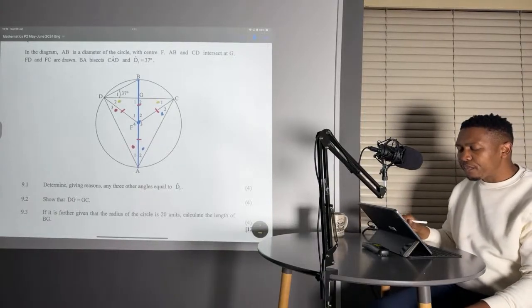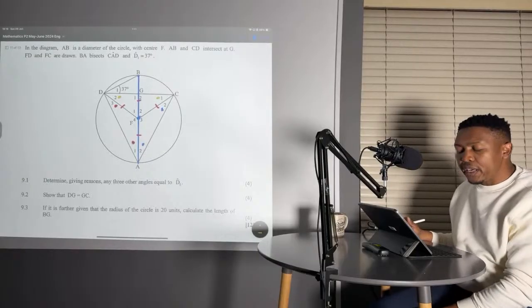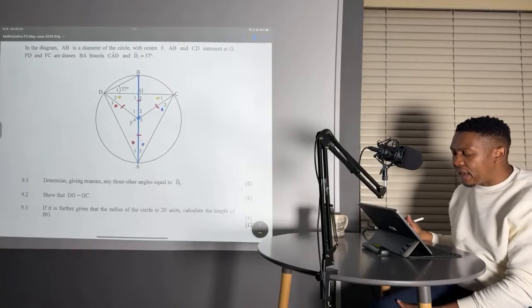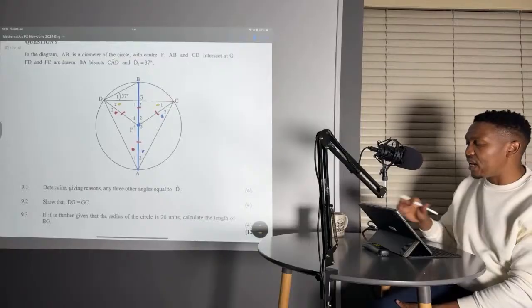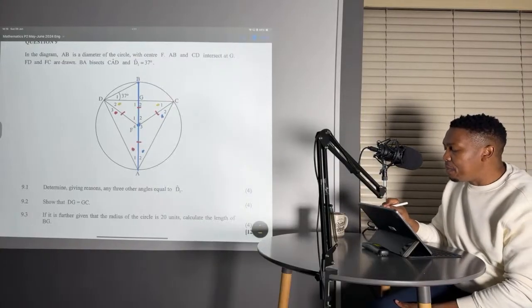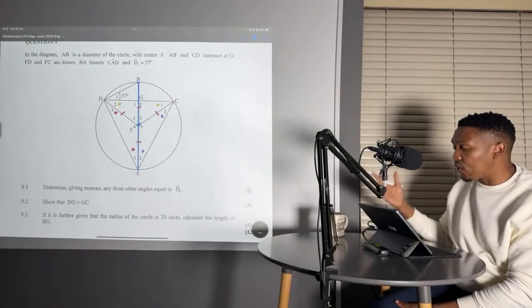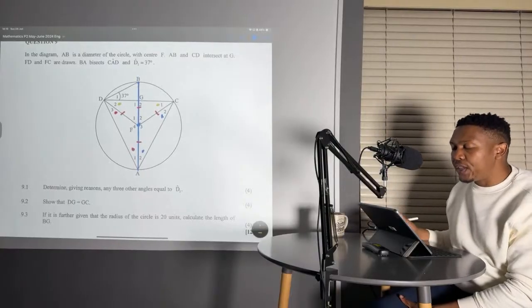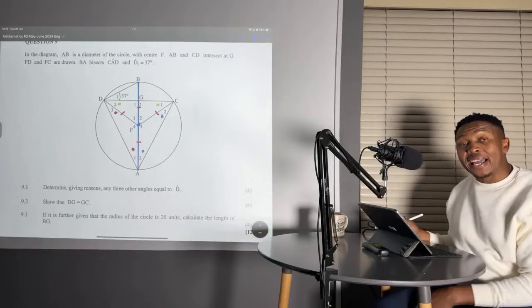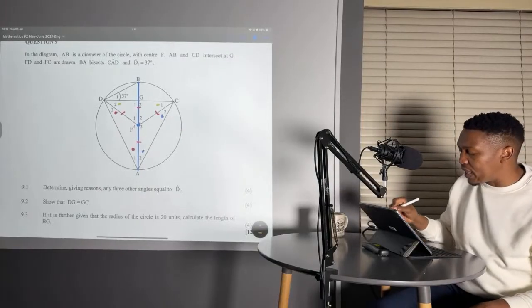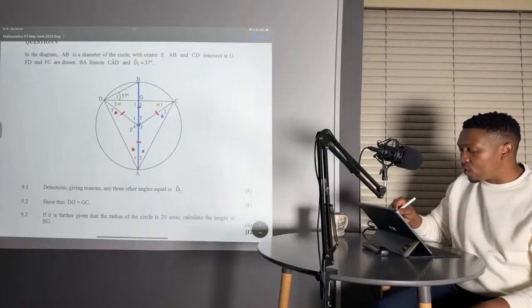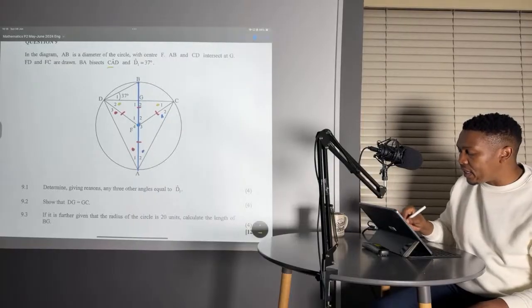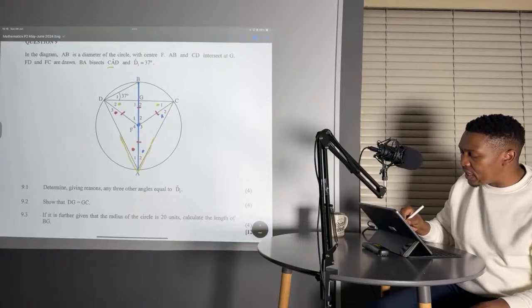Right, now, they say to us, determine giving reasons any other angles. Oh, no, I didn't finish reading the statement. They said AB and CD intersect at G. They are telling us what we know. FD and FC are drawn, and BA bisects. Now note, in this case, they said BA, so it bisects CAD. So this angle here, CAD, is bisected.